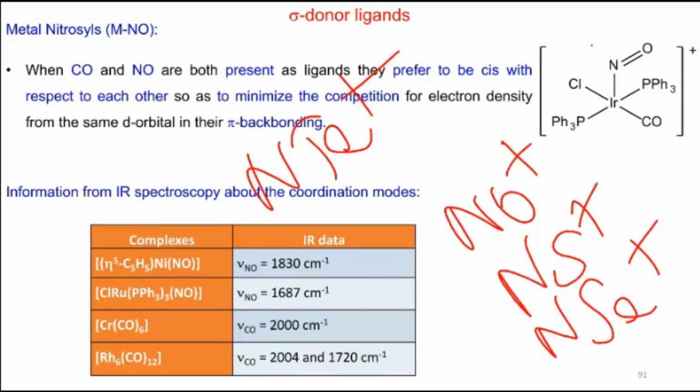In case of carbon monoxide, carbon sulfur, carbon selenium, carbon tellurium, the carbon tellurium is the most pi accepting ligand.